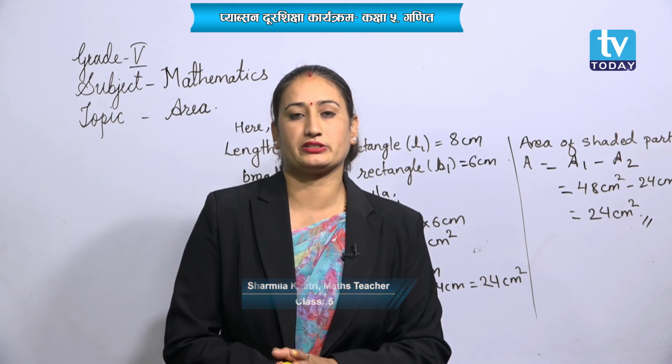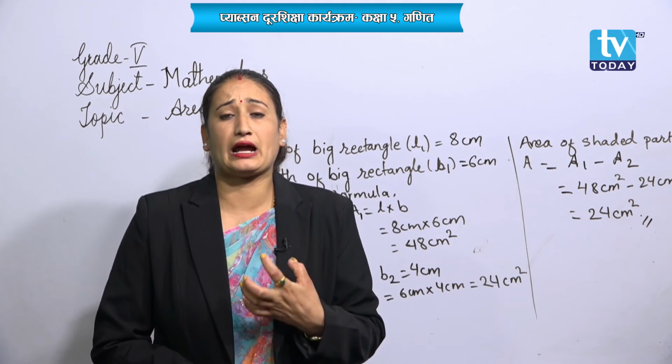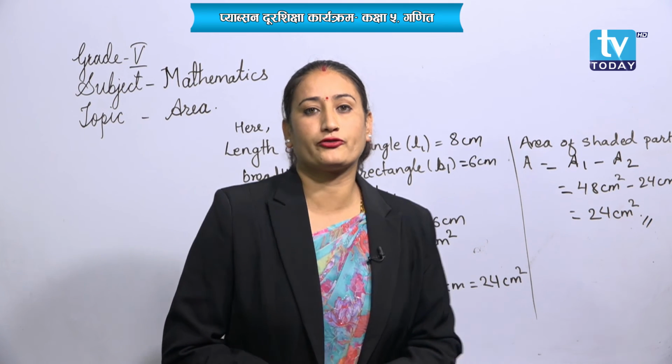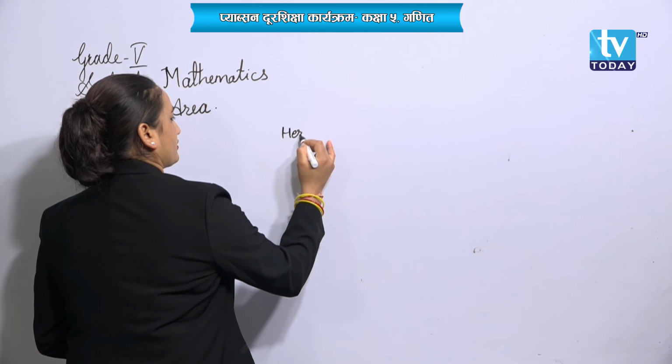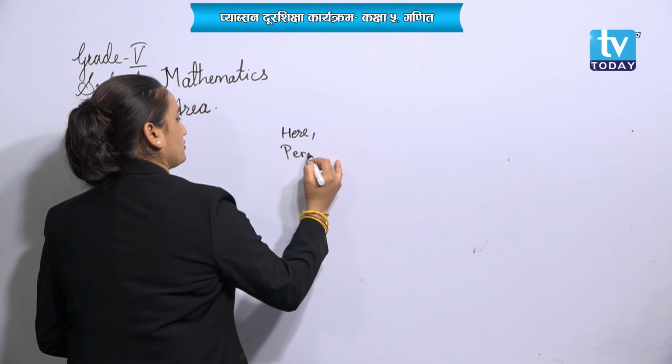From the perimeter, how can we find out the area? So have a look at this last question. The perimeter of a square is 36 centimeter. Now you need to find its length and then its area. So first of all, write down here, perimeter of a square.